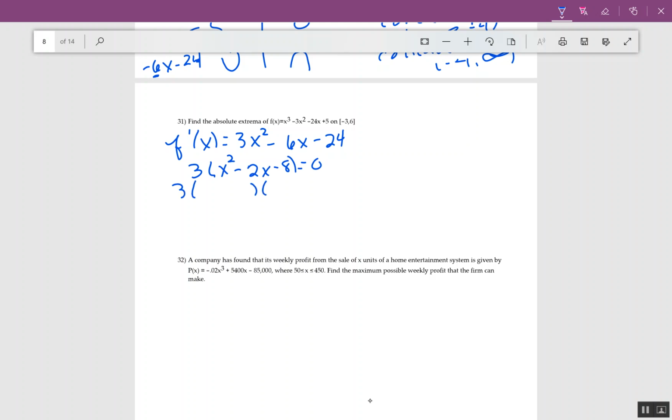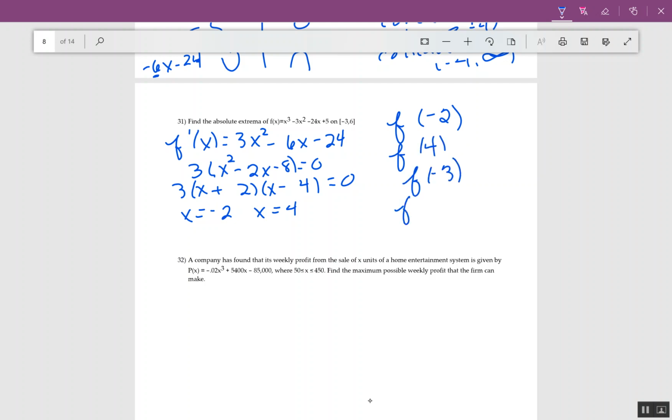Then I look for factors of 8 that give me 2. So 8 could be split into 4 and 2. It would be x minus 4 and x plus 2. So x is going to be negative 2, x is going to be positive 4. So I look at these two critical numbers, negative 2 and 4, and I notice that they both are within the interval negative 3 to 6, so I get to check both of them. We're also going to check the negative 3 and the positive 6. If I give you a closed bound, you have to check all of them.